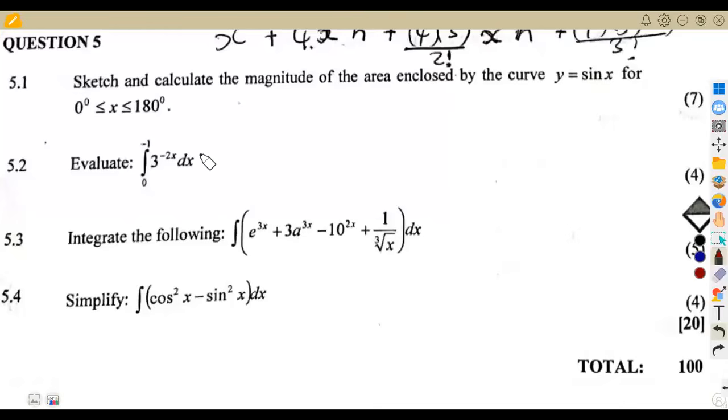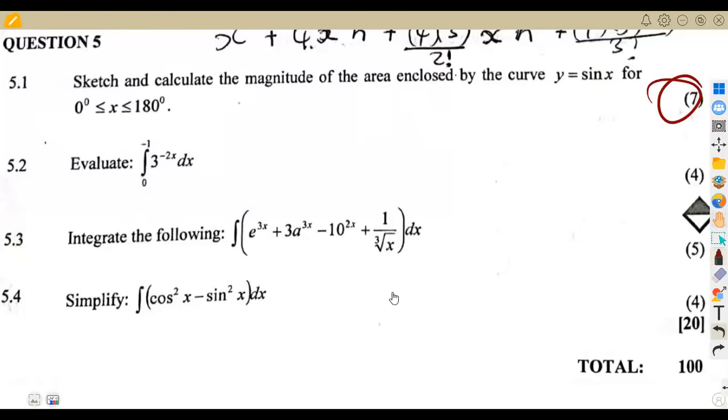Okay, then number 5, it was the integration. All right, so the whole of this part was integration. Sketch and calculate the magnitude of area enclosed by the graph of y is equal to sine x for the interval from x greater or equal to 0 but less or equal to 180, from 0 to 180. Okay, that was 7 marks for that.